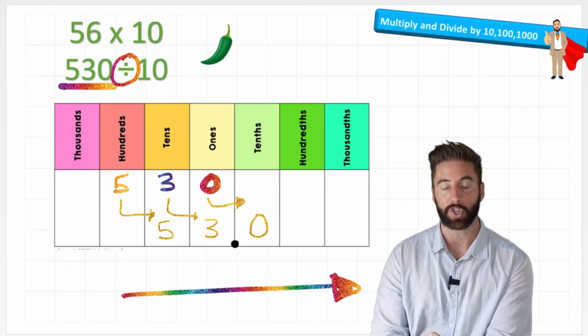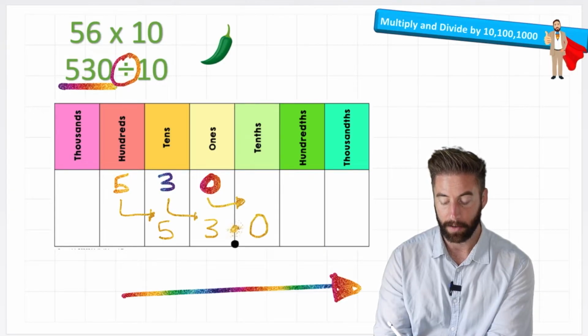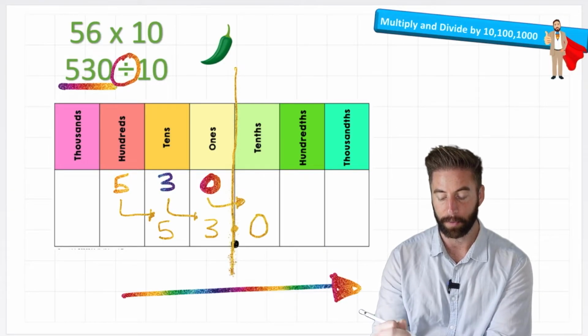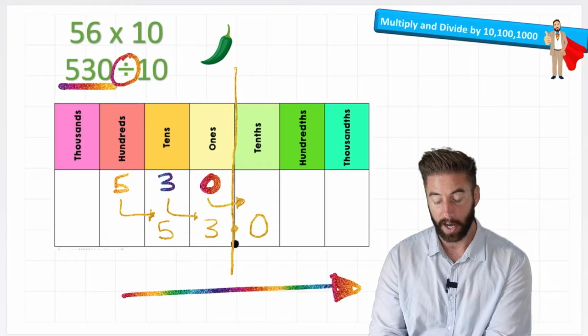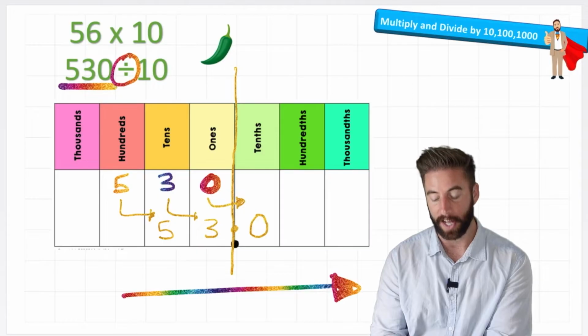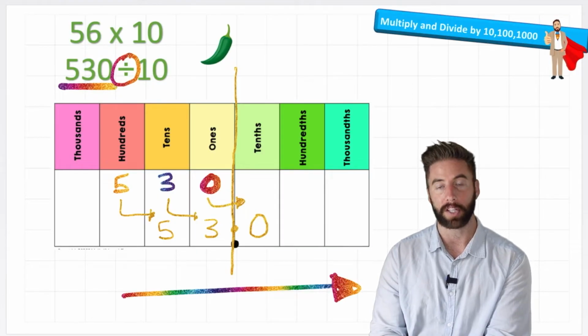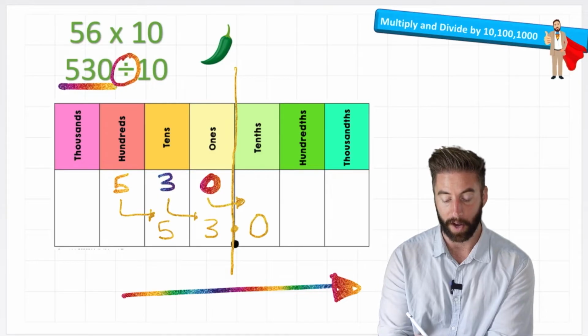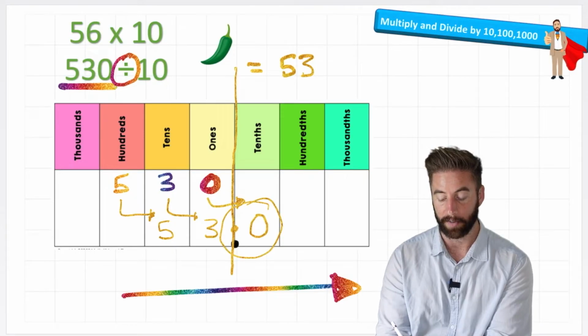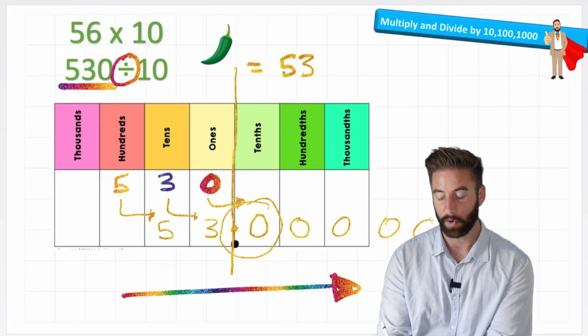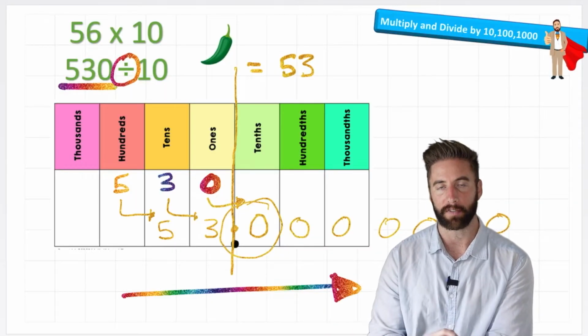The only thing I need to make sure I do is put my decimal in place, because remember this line here represents our decimal place. So my answer is actually now into the decimals, and I've got 53.0. Now anybody that understands number will understand that we actually now don't need to include this 0 in our answer. I can simply write 530 divided by 10 equals 53, because this 0 doesn't change the value of my number at all. I could have a 0 here, here, here, all down my place value chart, and it's not going to change the value of my number.